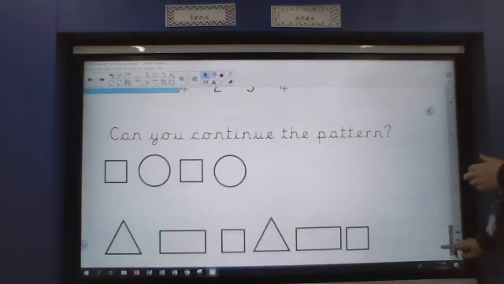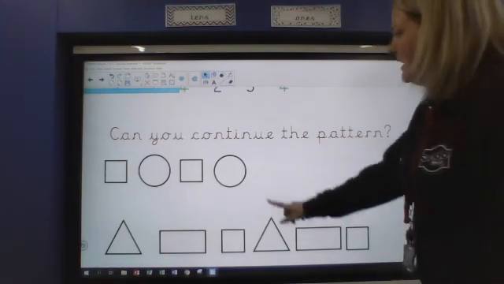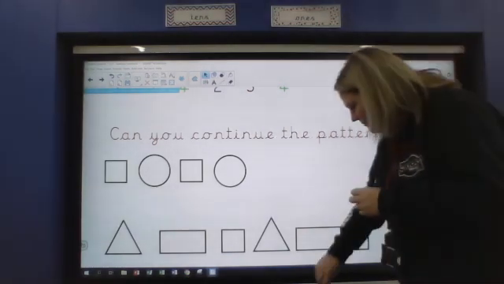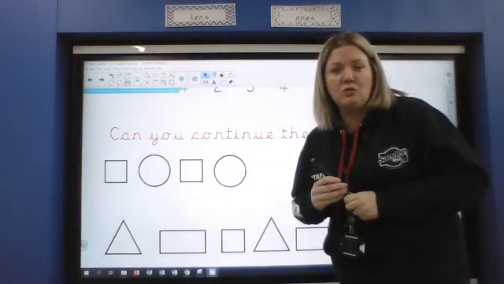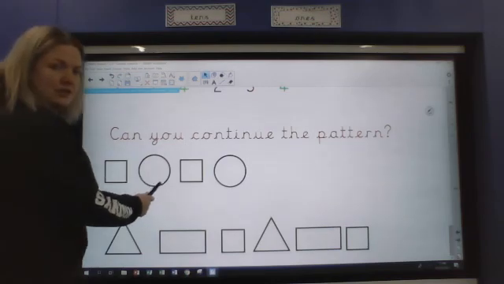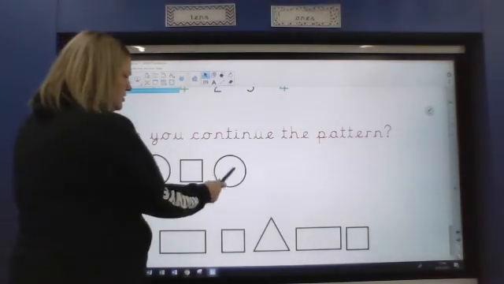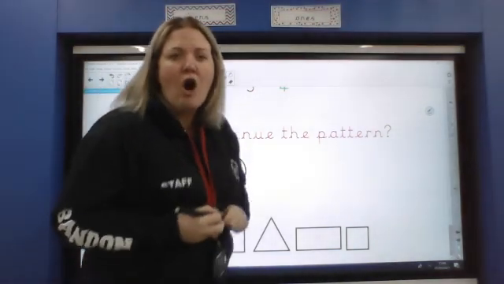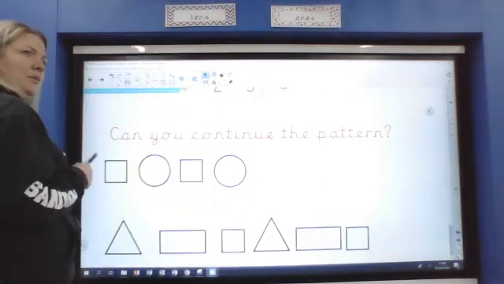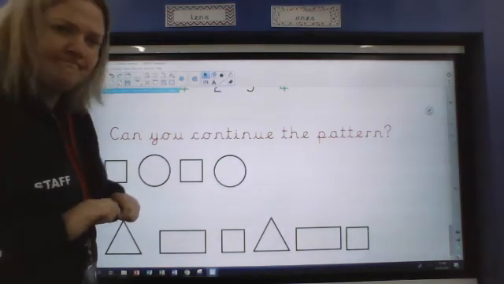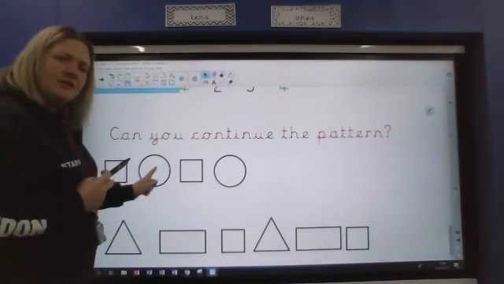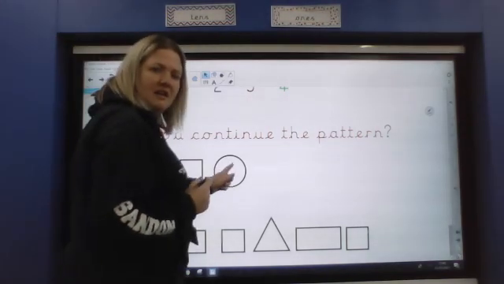So let's just move on to this because it says here, can you continue the pattern? Okay, so this is when I'm going to need my pen. If you want to do it with your whiteboard, you can. So I've got a square, circle, square, circle. Then I think I might do a heart. Does that sound about right? Am I following the pattern? It goes square, circle, square, circle.